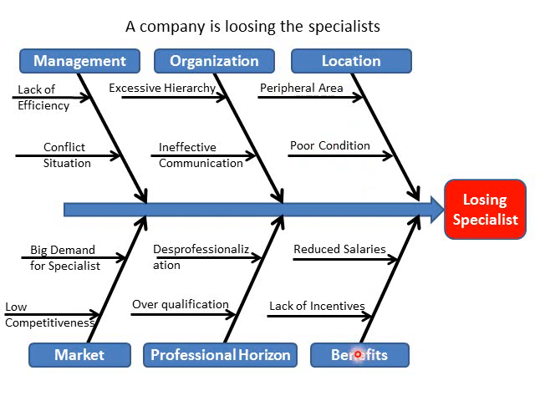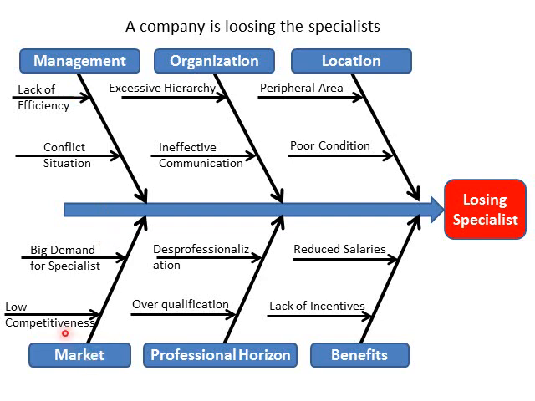Similarly, benefits: lack of incentives, and reduced salaries. Organization, maybe the minor causes are excessive hierarchy or ineffective communication. Professional horizon, maybe the deprofessionalization and overqualification are the two minor issues which are complemented in the professional horizon. The major cause is management, and the lack of efficiency and conflict situation are the minor causes that are coupled to this major cause.